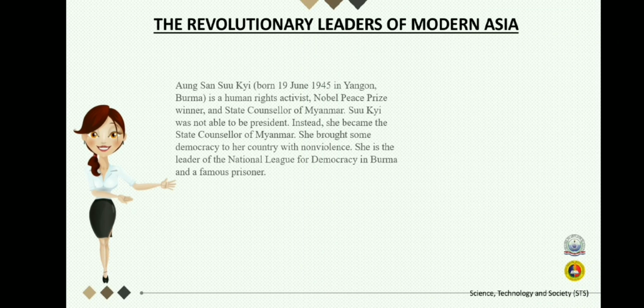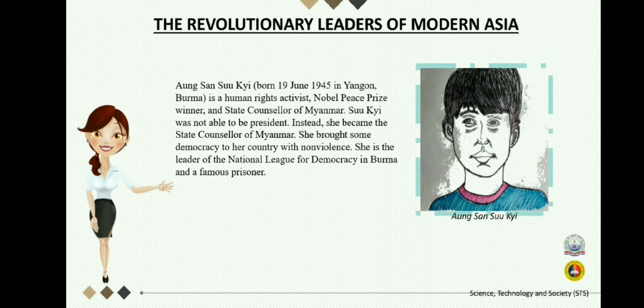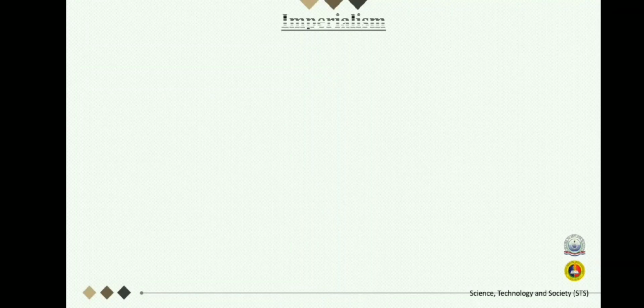This is Aung San Suu Kyi. Aung San Suu Kyi is a human rights activist, Nobel Peace Prize winner, and state counsellor of Myanmar. Suu Kyi was not able to be president. Instead, she became the state counsellor of Myanmar. She brought some democracy to her country with non-violence. She is the leader of the National League for Democracy in Burma and the famous prisoner.